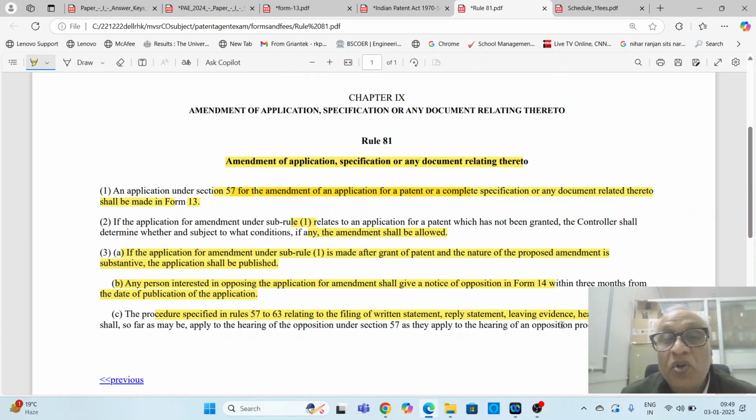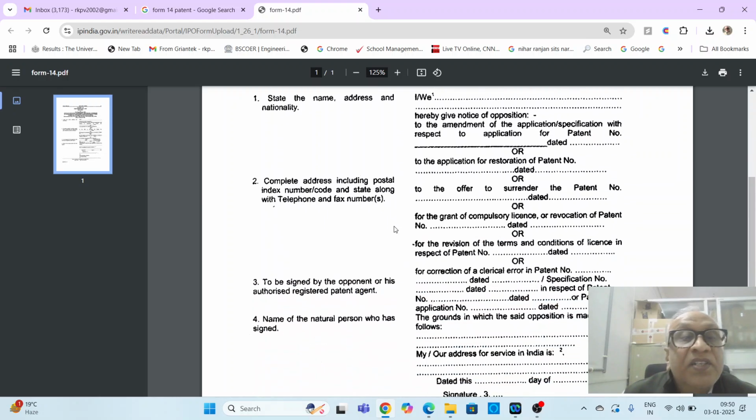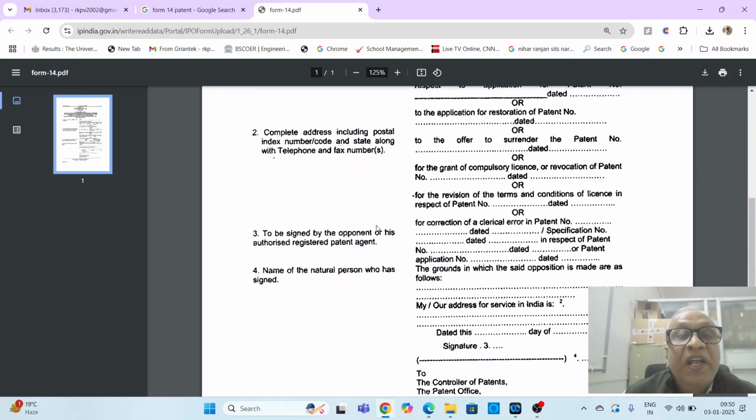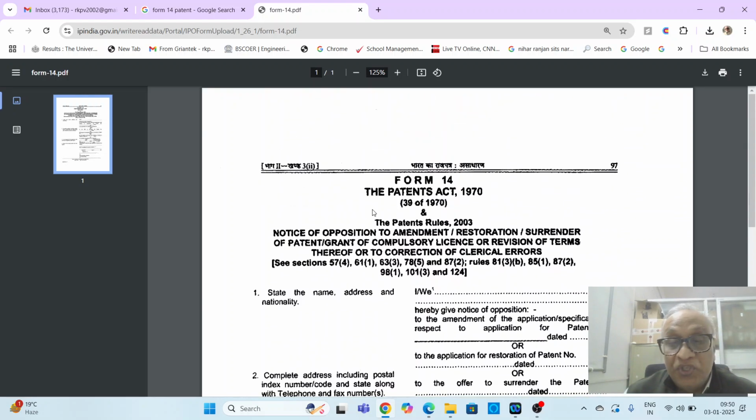So now what we have to do is we have to also look at form 14. So let us look at form 14, which is an opposition. So as you can see here, this is a notice of opposition to the amendment. So all the details need to be specified, name, address, signatures, and all the things. And that's how you're going to give the opposition, whatever the opposition you want to make.